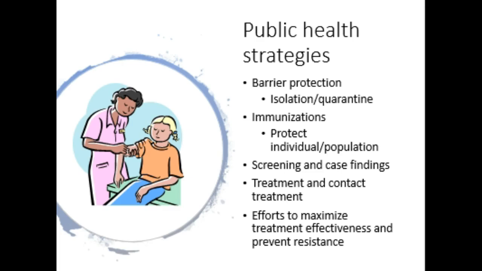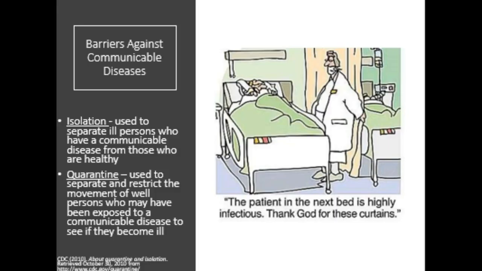Let's look at the public health strategies to reduce the burden of communicable diseases on a population. They include barrier protection, immunizations, screening and case finding, treatment and contact treatment, and finally efforts to maximize treatment effectiveness and prevent resistance. We'll start by looking at barriers against communicable diseases.